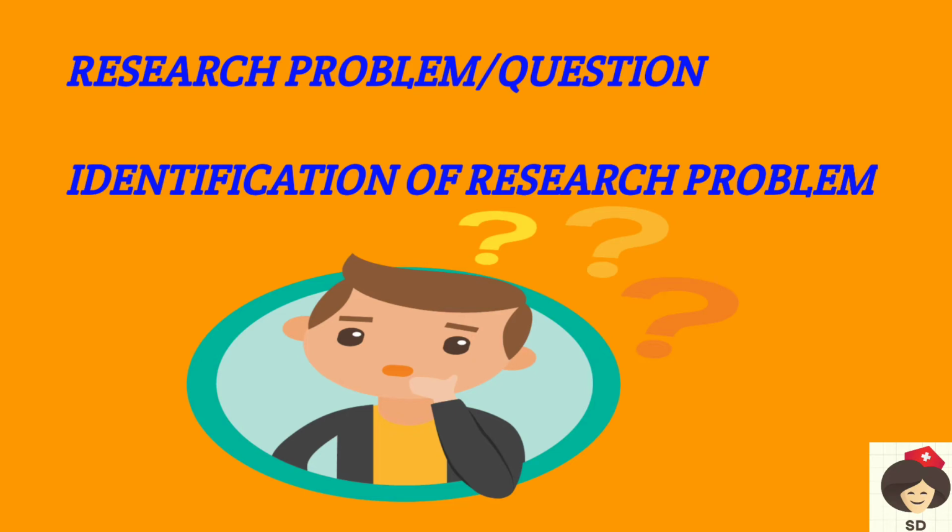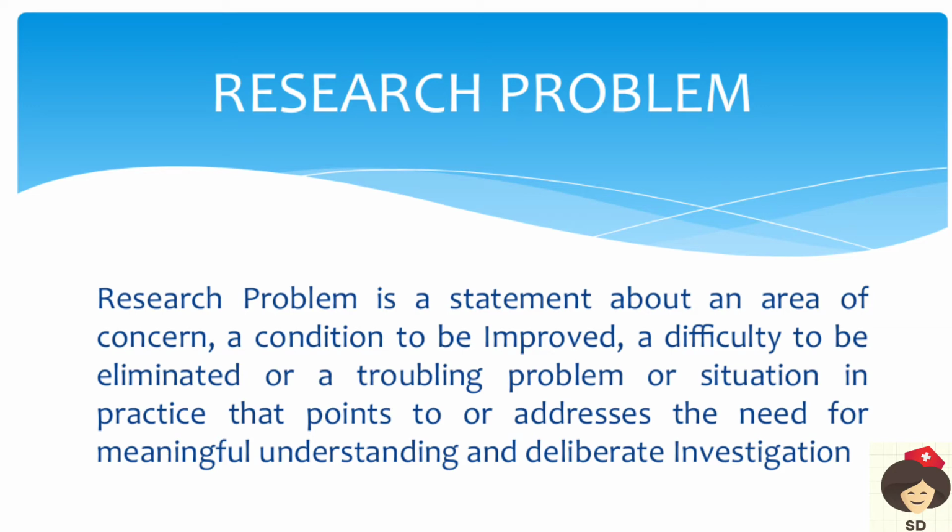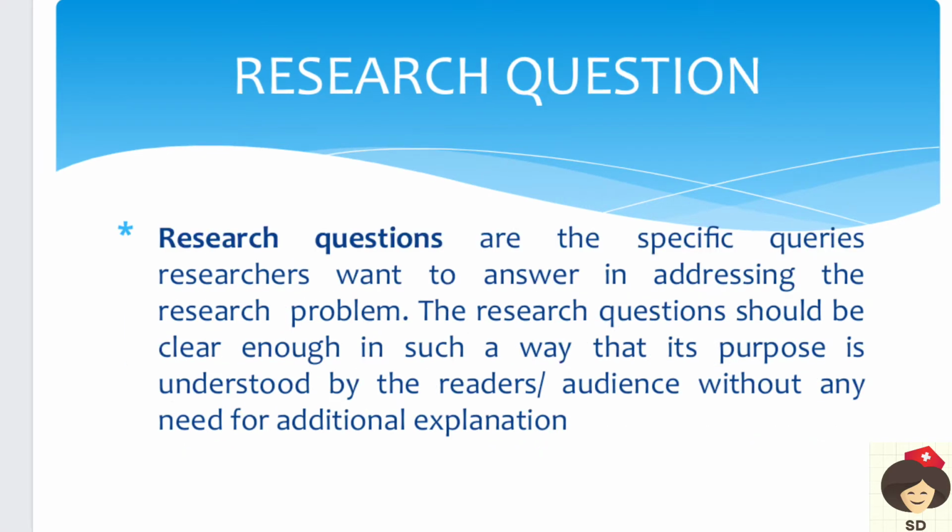Today we'll see the next research topic, that is research problem and research question. So a research problem means it is a statement about an area. Problem means we make a problem statement about an area of concern, that means on which area we are interested and something we want to improve. Okay, so we find some difficulty in our practice or in our area, where in our surroundings we see some troubling situation and that we want to eliminate, and this all we wanted to understand about the problem. Then we make a deliberate investigation to find and solve the problem, that is called as research problem.